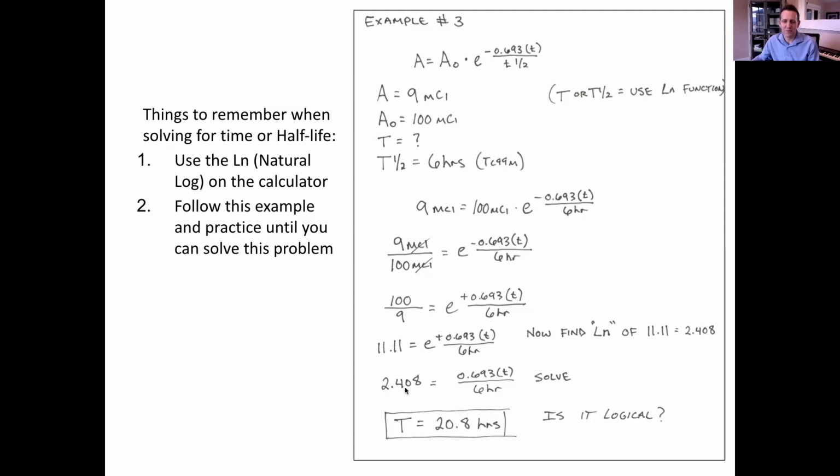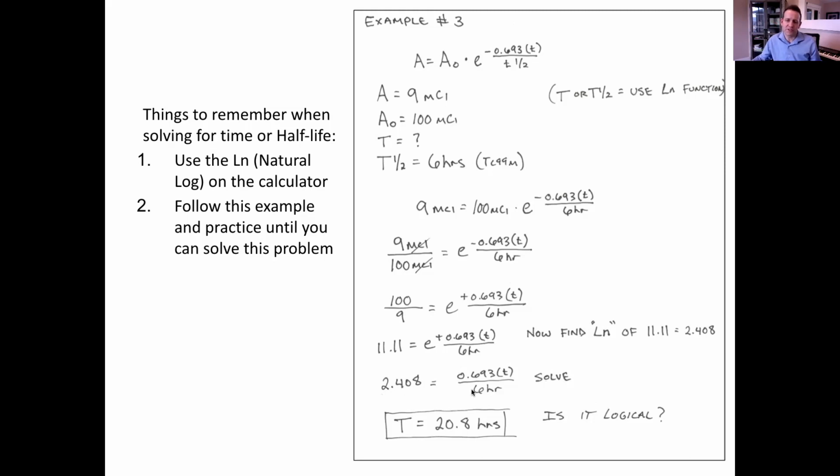So now we have 2.408 is equal to, and now what that does is it allows us to take out that logarithmic function in here. So 2.408 is equal to 0.693 times time over 6 hours. Now you can solve this in a normal algebra equation that you're familiar with. So you can solve this fairly easily. In this case, you could put a 1 under here and cross multiply.